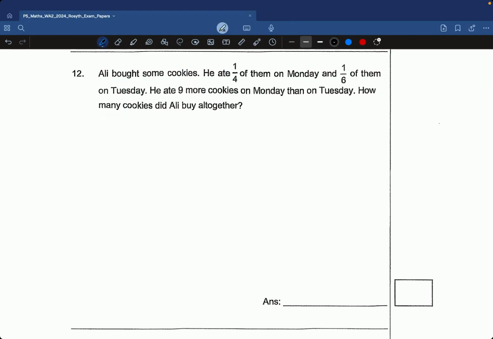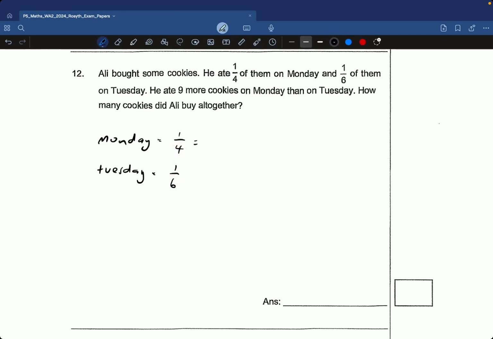All right. So first is that we know Monday he ate 1/4 of it, and then Tuesday he ate 1/6 of it as well. So in essence, we can in a way have the common denominator.